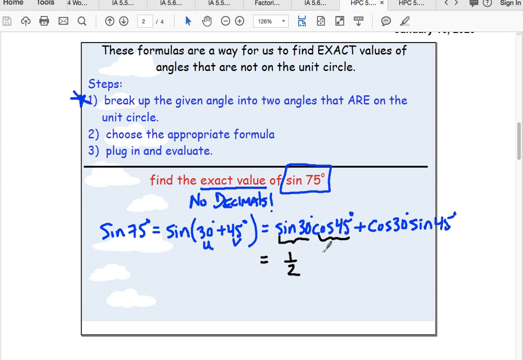Cosine at 45 degrees is radical 2/2, and we're multiplying those together, keep that in mind. And then we're going to add, and then go to 30 degrees, look up cosine, it's radical 3/2. Sine at 45 degrees is radical 2/2, and remember we're multiplying them. And then just remember your order of operations, we need to multiply first before we add.